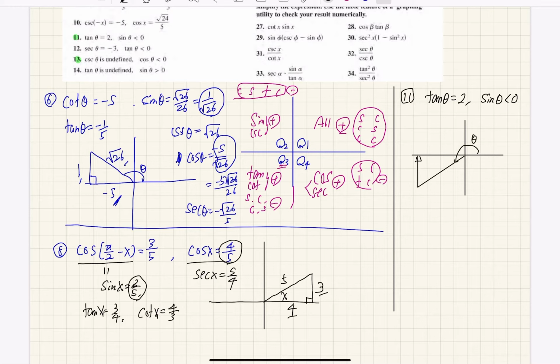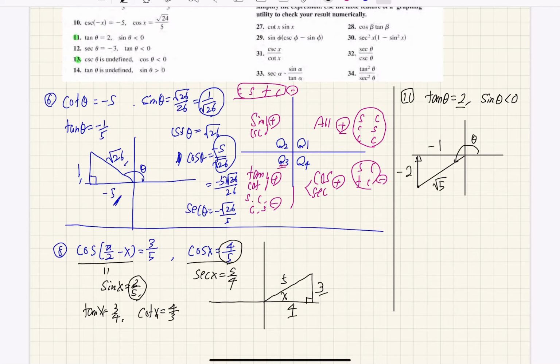This much is theta. Tangent is opposite over adjacent, but both of them should be negative because this point is in the third quadrant. Then what is the hypotenuse? Pythagorean theorem: the square root of negative 2 squared plus negative 1 squared is the square root of 5. Now we can find the other functions.